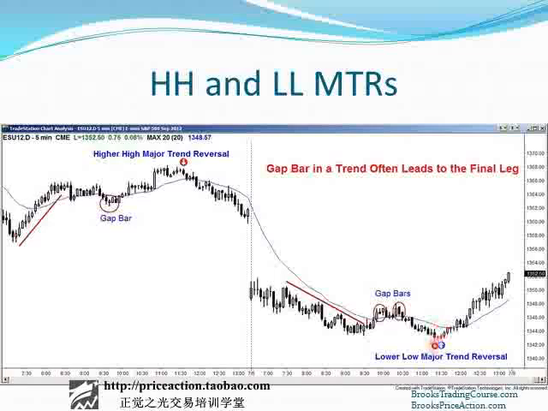First target, I would not do 2 times risk, because that would only take us up here, and it's likely that we'll get at least up here. So I would not look to take profits until we got at least to the tops of this prior lower high.